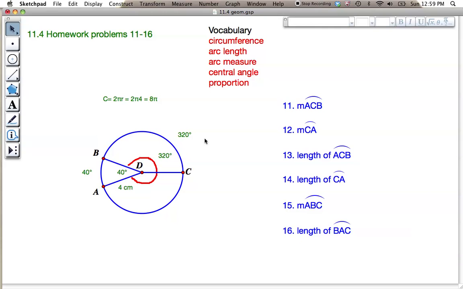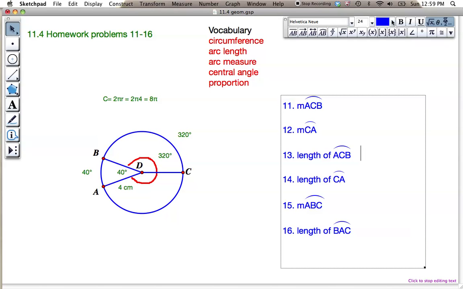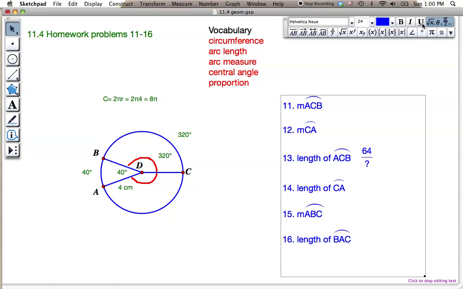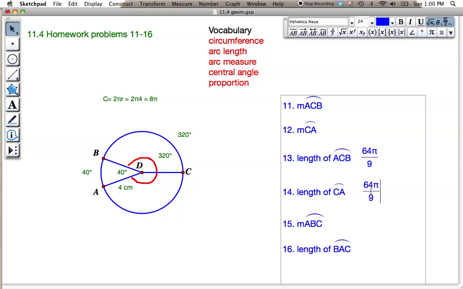Now we wish to find the length of arc CA. Well, we just found ACB equals 64 pi divided by 9. To find CA, CA is half of arc ACB. All we have to do is take this number, 64 pi over 9, and divide it by 2 to get our measure for CA.